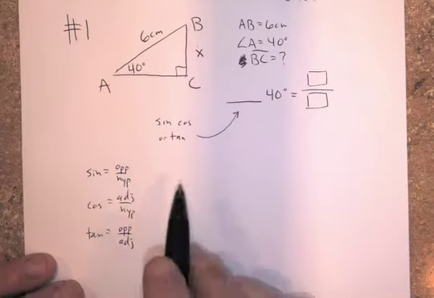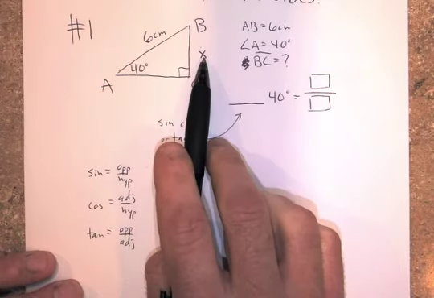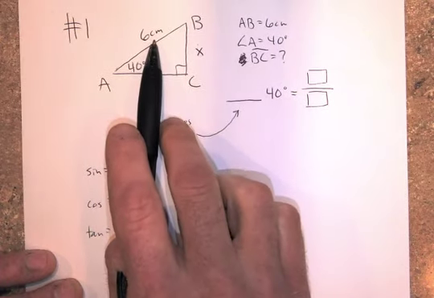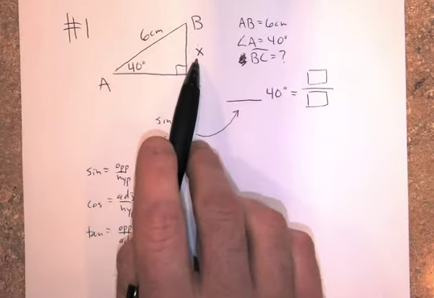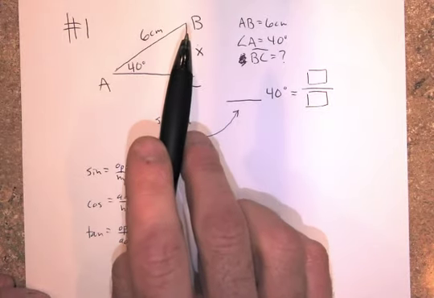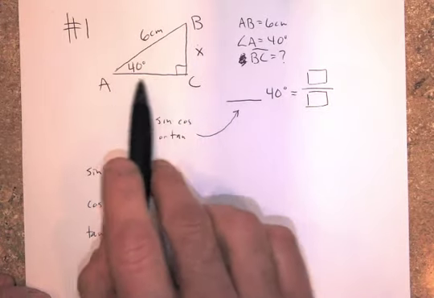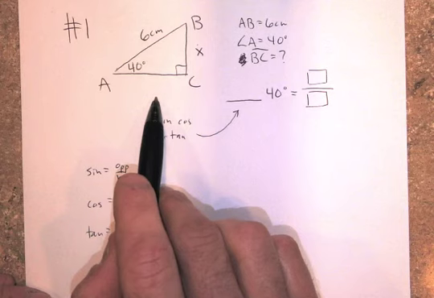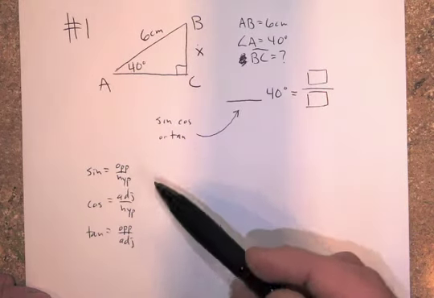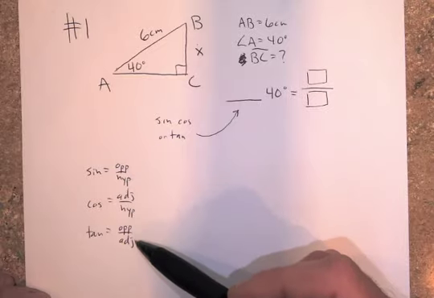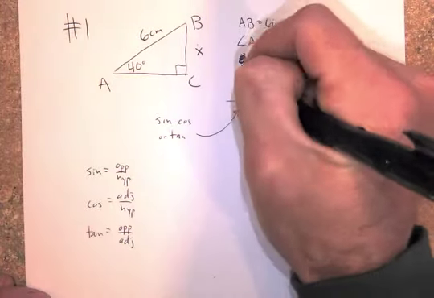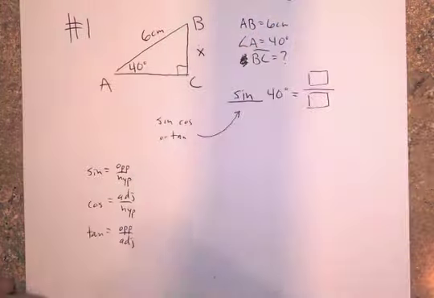So I've got to decide which one to use. I know the hypotenuse and I'm looking for the opposite, so I want to use the one that involves opposite and hypotenuse. I'm not worried about adjacent. Which one has opposite and hypotenuse in it? Right here, sine. It's the only one. So that's how I know I need to put sine here.